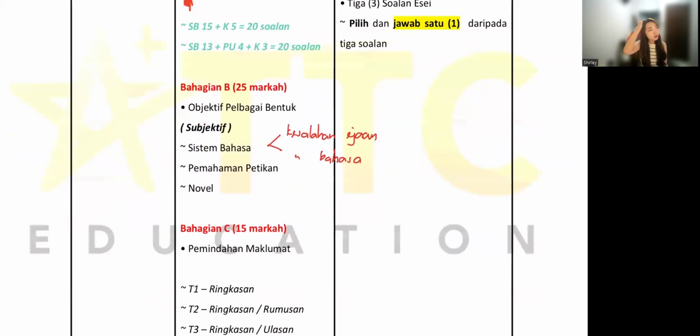Novel. Okay, for the novel in today's class, I will go through with you the techniques. Whenever you answer novel, what is the sentence that you need to include in the answer? Or else your teachers have the right not to give you any single marks in this part. I will not go through the novel with you as in the synopsis and the jalan cerita.